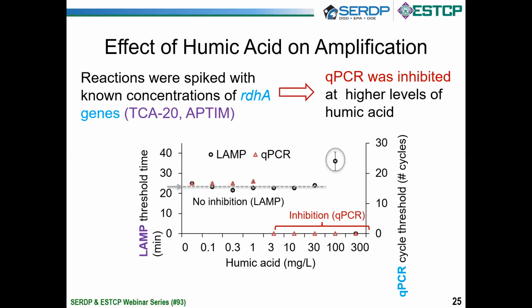You can see at the lower humic acid concentrations, both methods provide consistent results. However, at higher humic acid concentrations, qPCR was inhibited, whereas LAMP was not inhibited. Eventually, at 100 milligram per liter, LAMP is also inhibited.